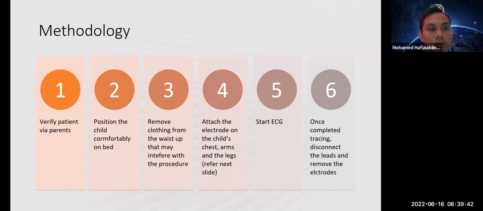About how we perform the ECG on the children. Basically, as we all know, we verify the patient via the parents, and then we position the child comfortably on the bed. Remove the clothing from the waist up that may interfere with the procedure, and then we attach the electrodes on the child's chest, arms, and legs. Regarding the placement of the electrodes, I will explain in the next slide. Start the ECG, and once the tracing is complete, disconnect the leads and remove the electrodes.